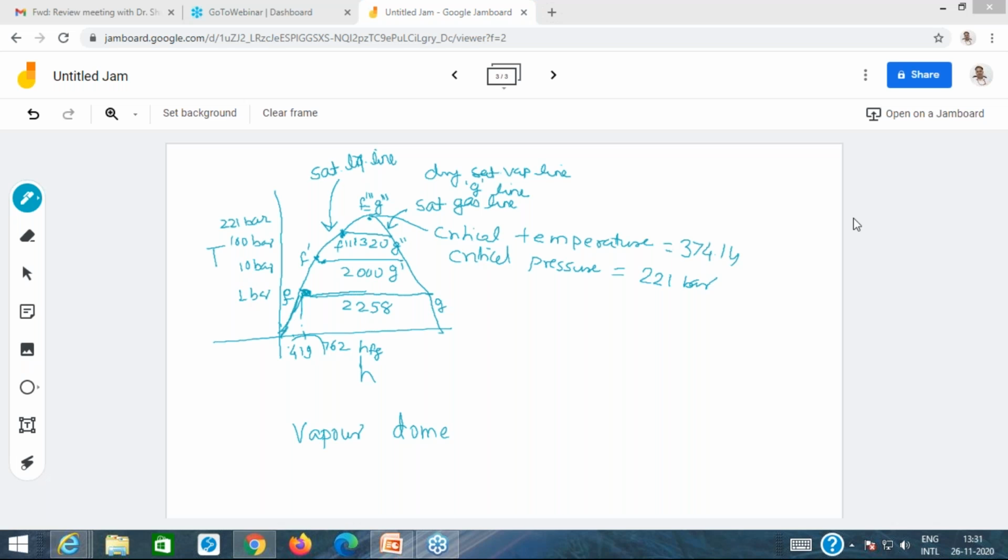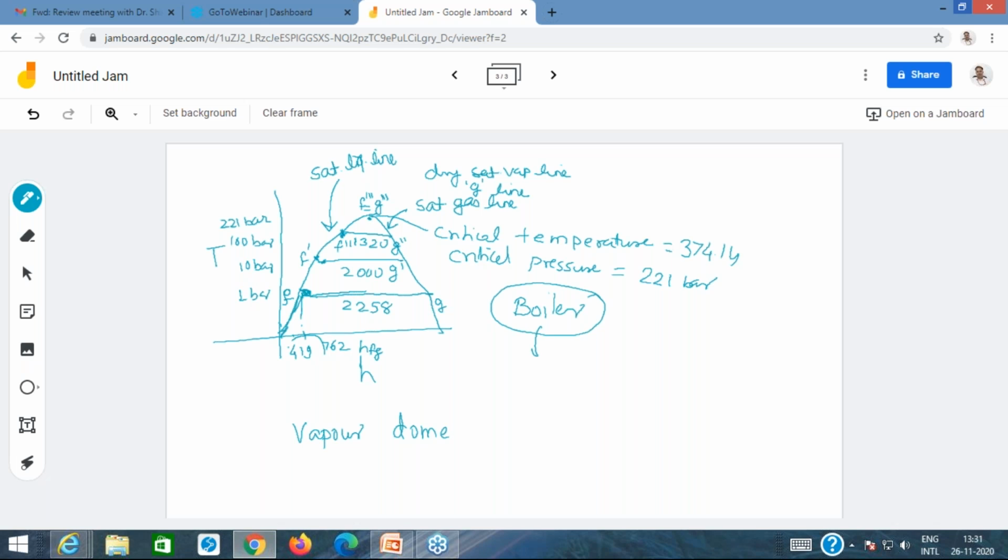Obviously, the unit is degree Celsius, right? And you need to understand that if you design a boiler which is operating at a critical temperature or a critical pressure, then that boiler no longer is a boiler. It can be called a steam generator without boiling.